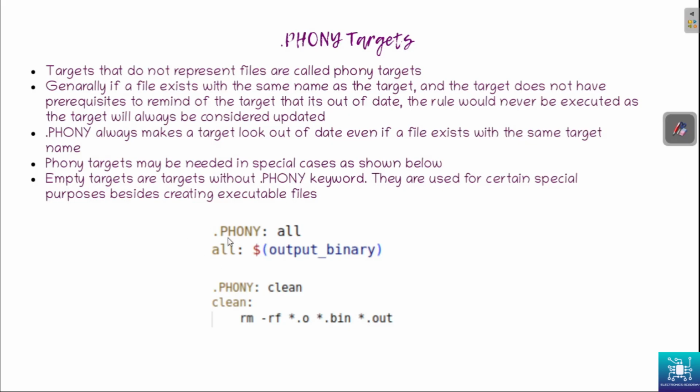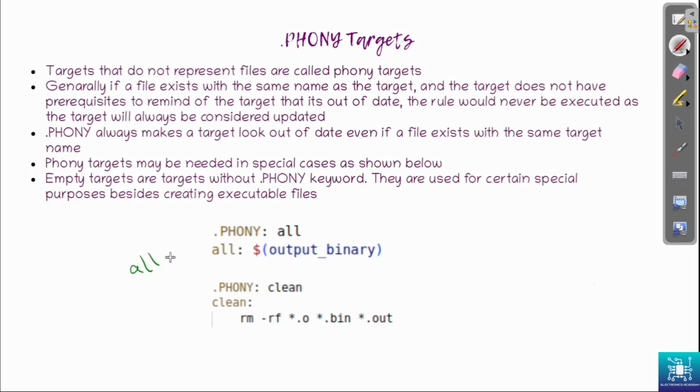Now, if we declare a target as phony, even if all exists as a file, phony targets will disregard this particular file and run the make anyway. It will not say that all has not changed since the last make, I'll just keep quiet and not run it. That's not going to happen. Phony is going to take care of that. So for targets that you absolutely need to run every time, it is better to have a phony target.